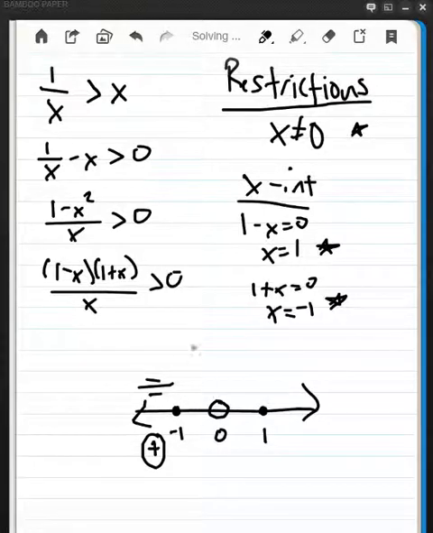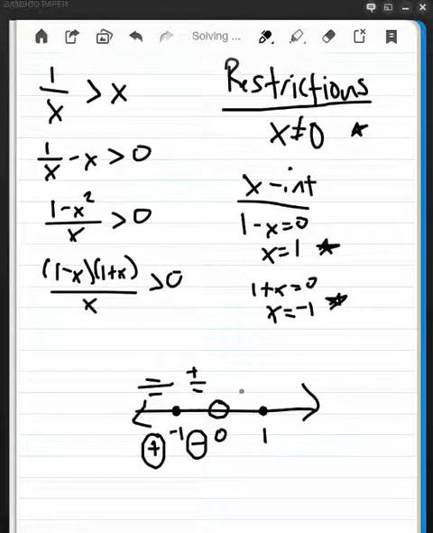Now what happens in between negative 1 and 0? Let's choose something like negative 1/2. Negative 1/2 squared is 1/4. 1 minus a fourth is 3/4. That's a positive number. Negative 1/2 substituted into the denominator is a negative number. Positive divided by a negative. Everything in between here is negative.